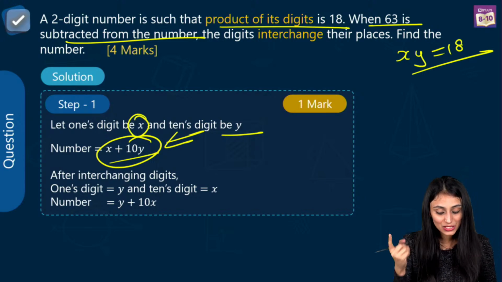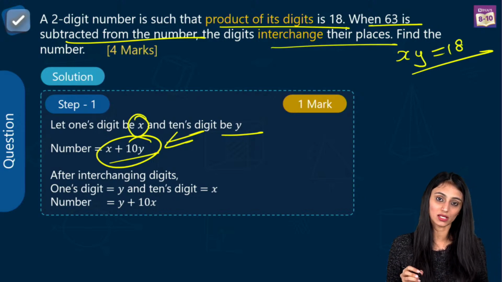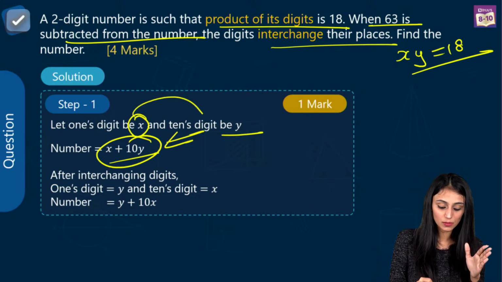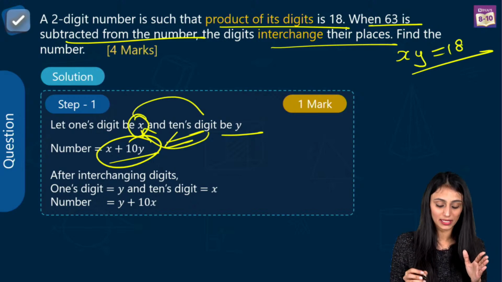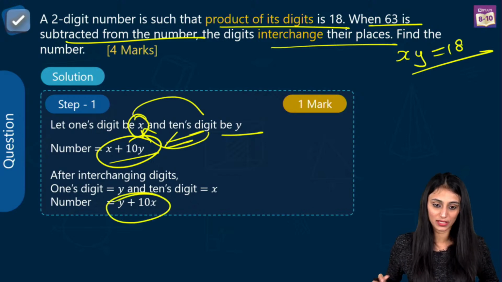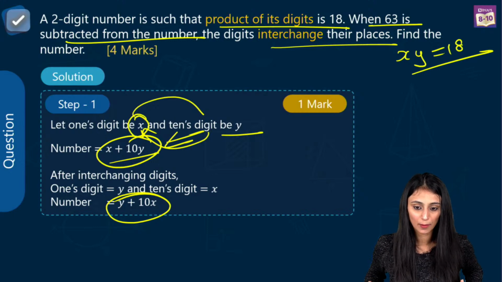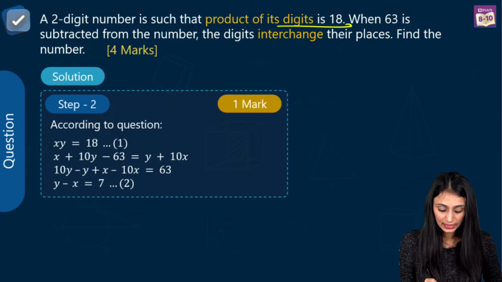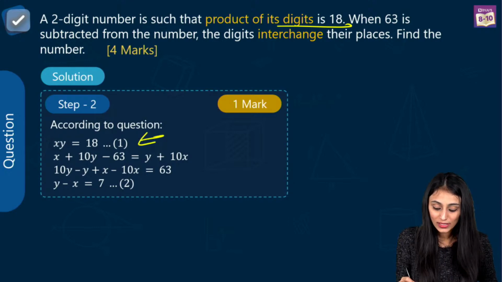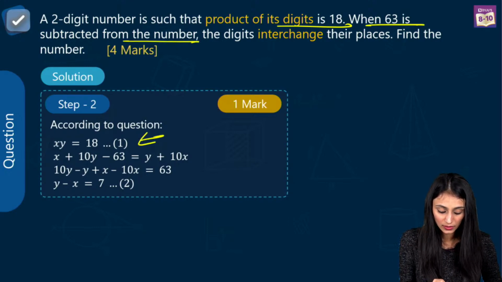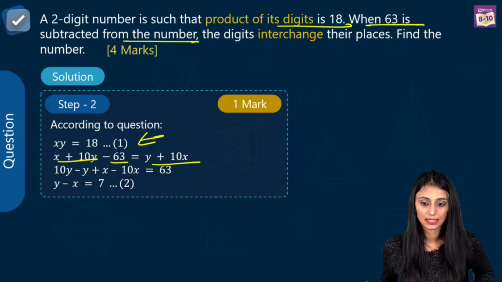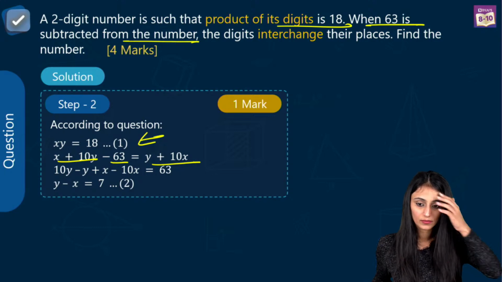When we subtract 63 from it, the digits interchange their places. Interchanging means x will come at the tens place, y will come at the ones place. So on interchanging, it becomes y plus 10x, right? This is the new number. Okay. So the product of digits is 18. That means xy is 18. When 63 is subtracted from the number, this was the actual number, the original number. I subtracted 63 from it. We get a new number, y plus 10x.